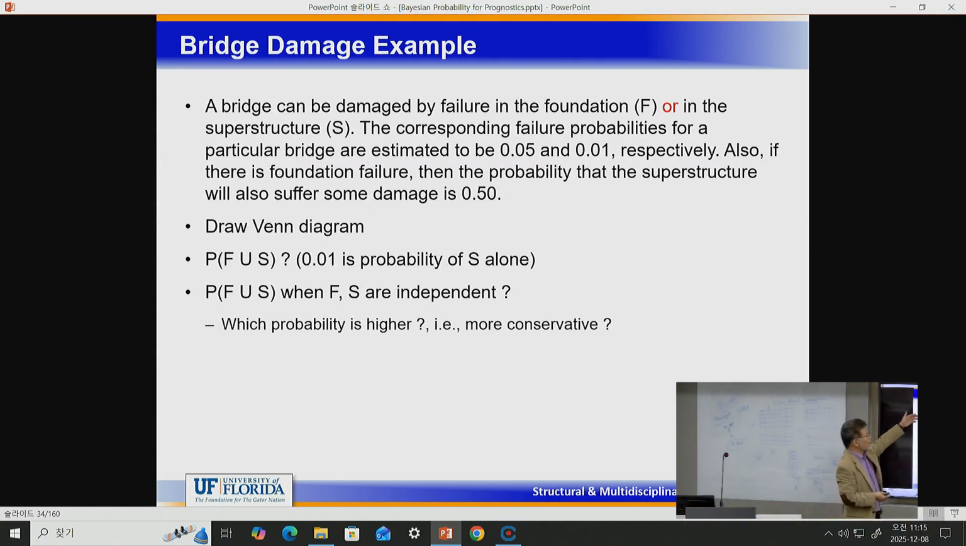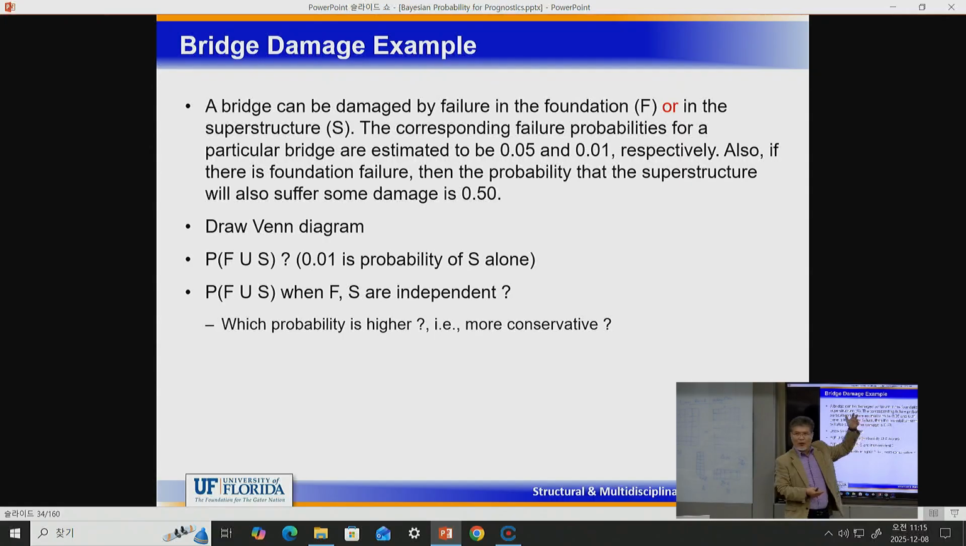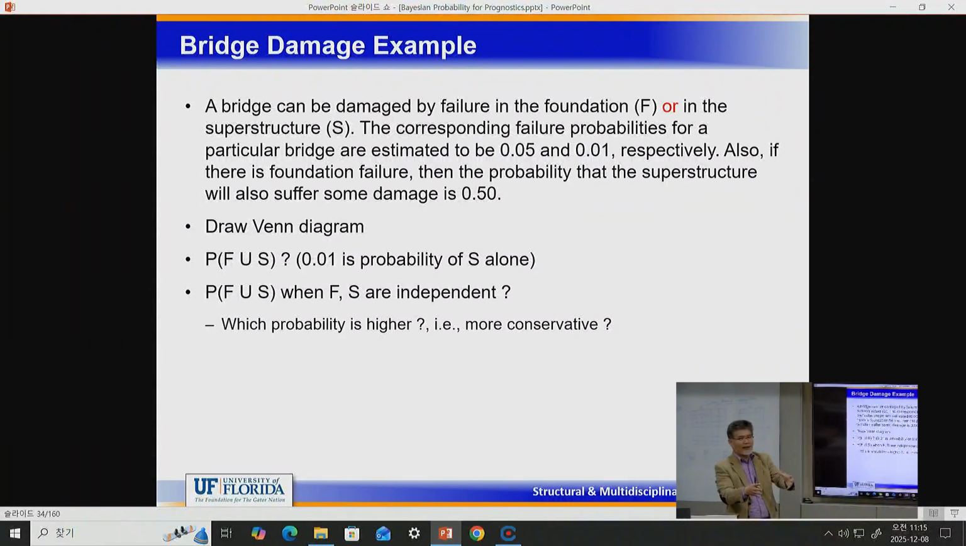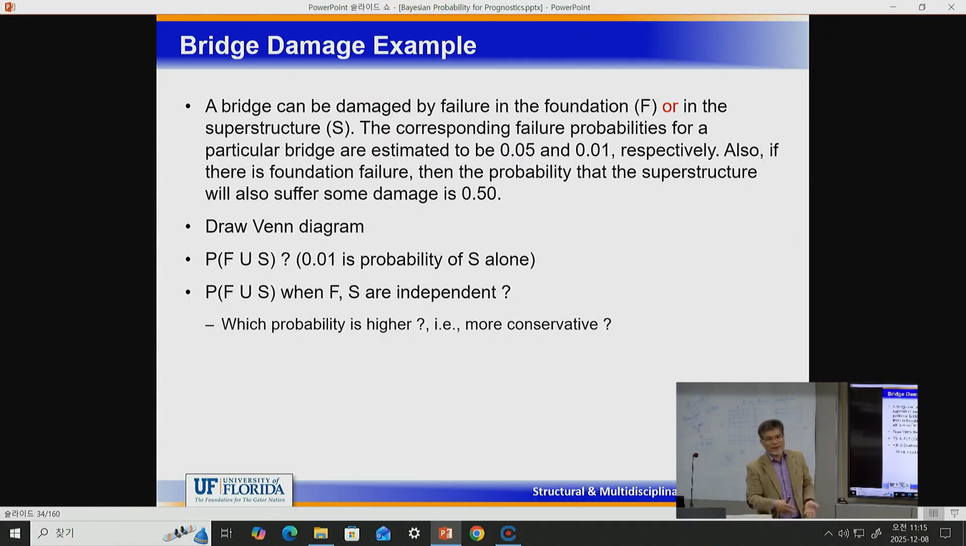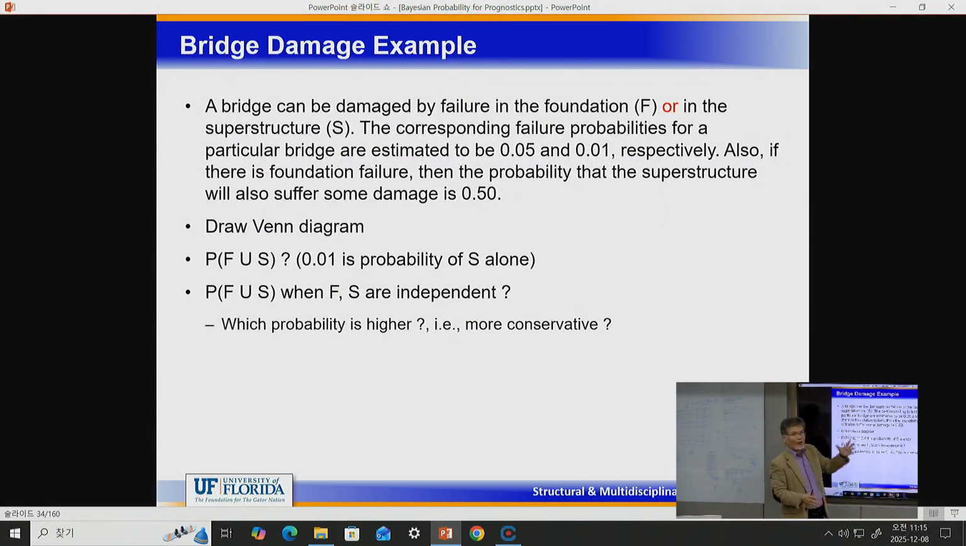So for failure by the superstructure, your foundation is okay, and then your superstructure fails. We're not talking about the pillar being bad and the superstructure being bad so that they collapse together. No, it's not the case. The entire bridge will fail if your foundation fails, whether the superstructure is safe or not. If your foundation fails, then the superstructure cannot stay alone, right? So it will collapse. That's the 0.05. And if your foundation is okay but your superstructure goes bad, the failure is 1%.